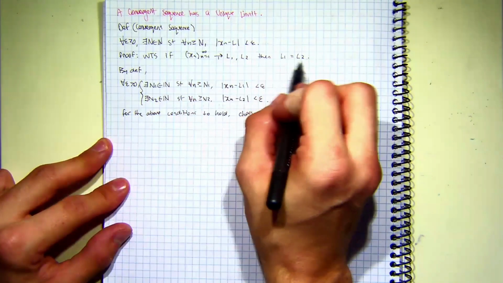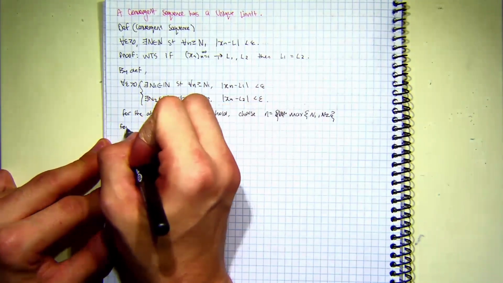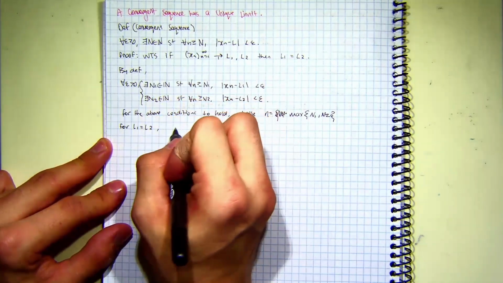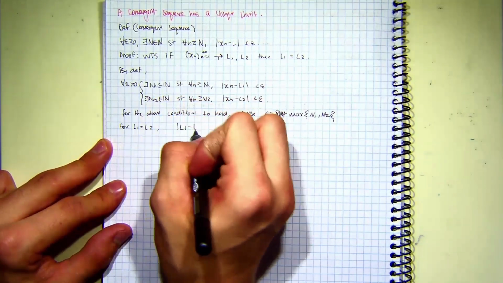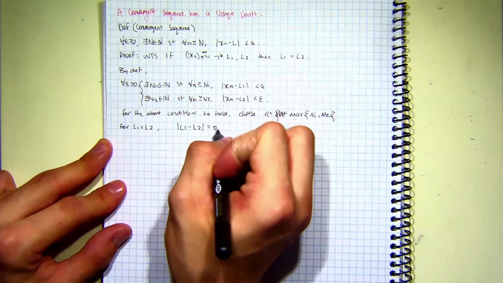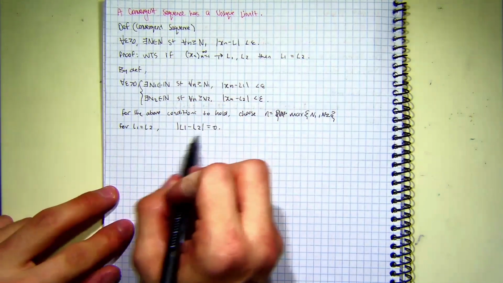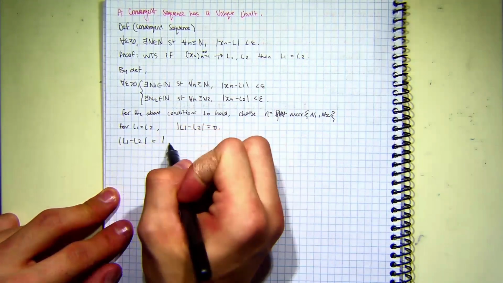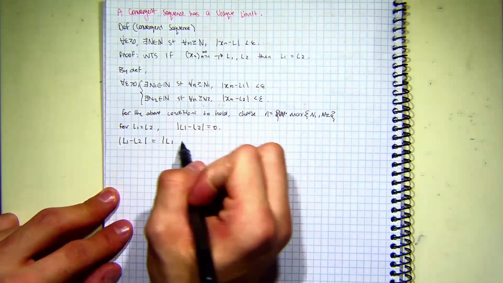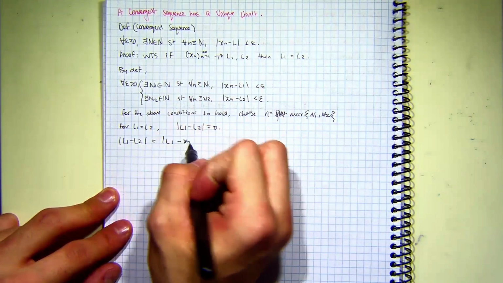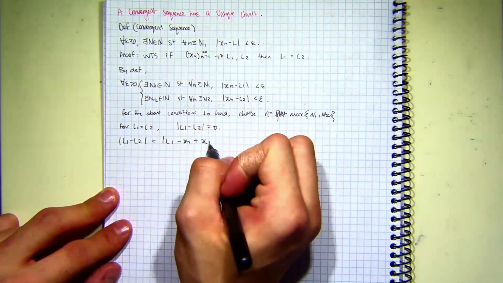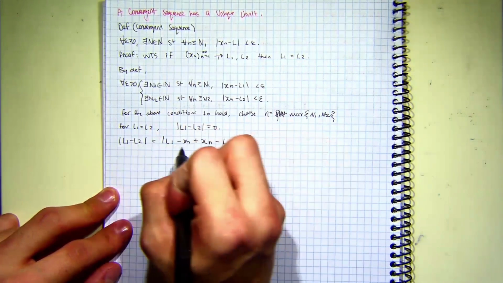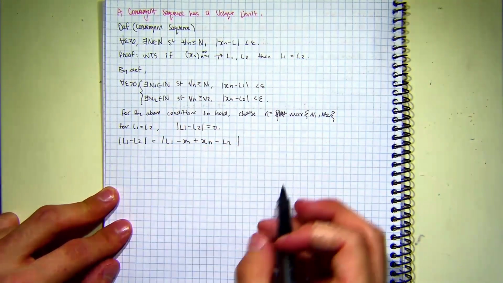Okay, so now to get this condition, L1 is equal to L2. This essentially is the same as saying the absolute value of L1 minus L2 is equal to 0. So let's look at this. |L1 - L2| is equal to the absolute value of L1, now let's just subtract x_n and add x_n, and then do minus L2. So this is just the same as adding 0, so we're allowed to just do this.